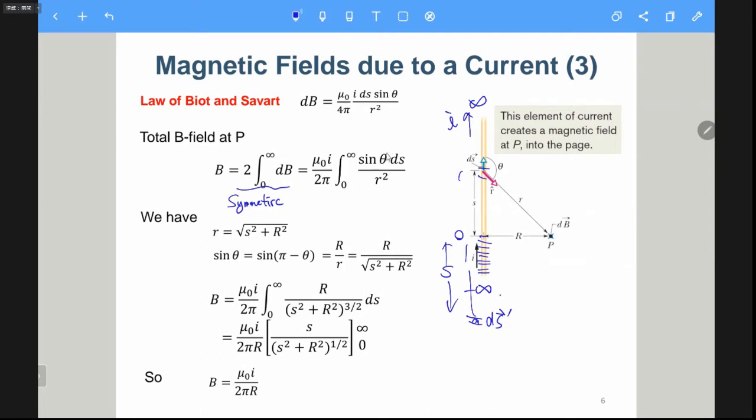That this is wrong, because theta and small r are related to ds. Okay, so let's see how we can do it correctly. The theta will be the angle between the ds and r vector. The r vector is from this point to the point we are concerned with. So this is the r vector, this is r hat. We have ds, of course, pointing from bottom to top, following the direction of the current.